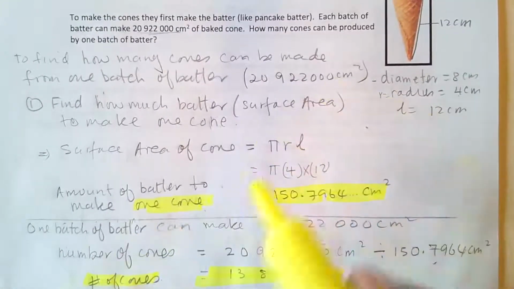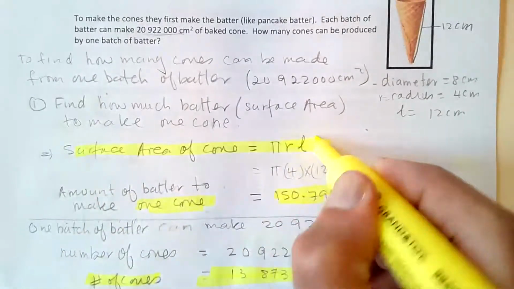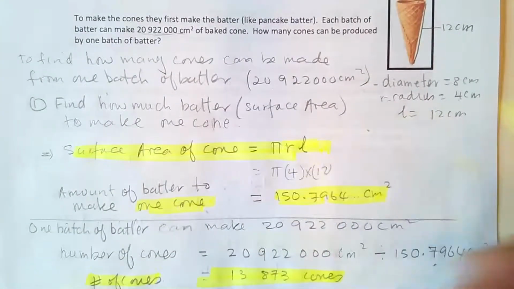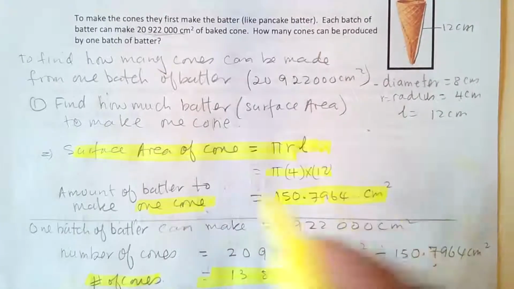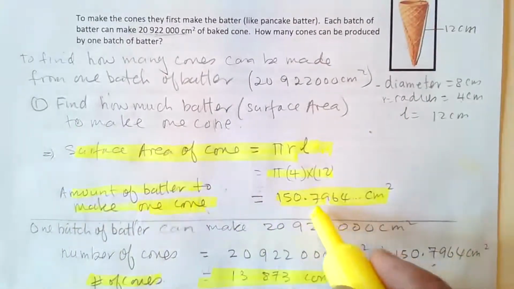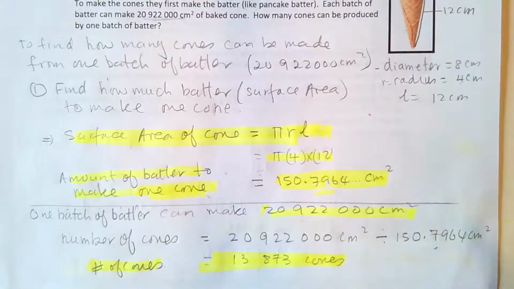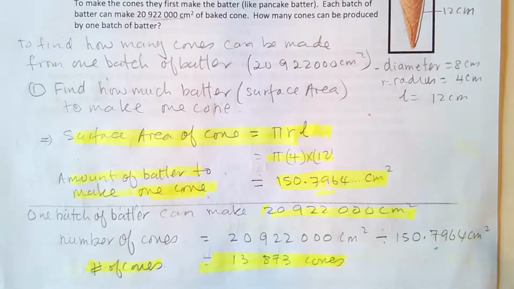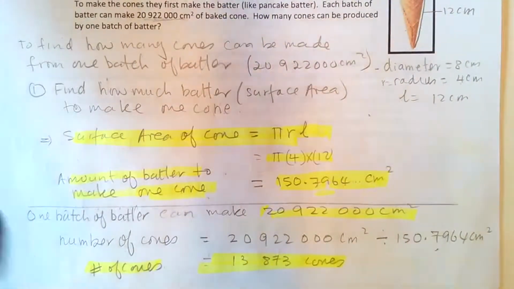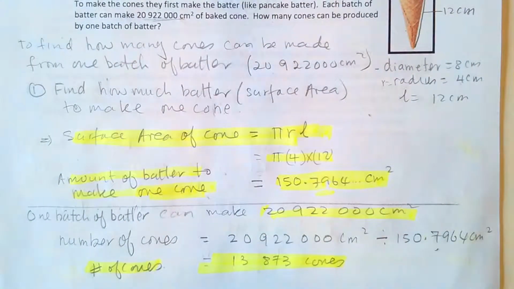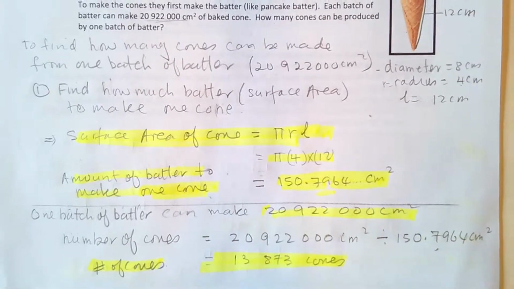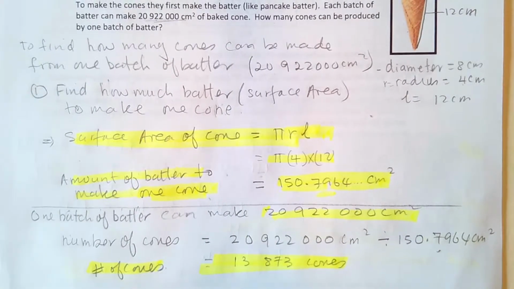So review your question. You already found the surface area, and there's no top. So that's the amount to make one cone. We're given that one batch is 20,922,000 square centimeters, and to find how many cones can be manufactured, we divide the amount in one batch by the amount in one cone.